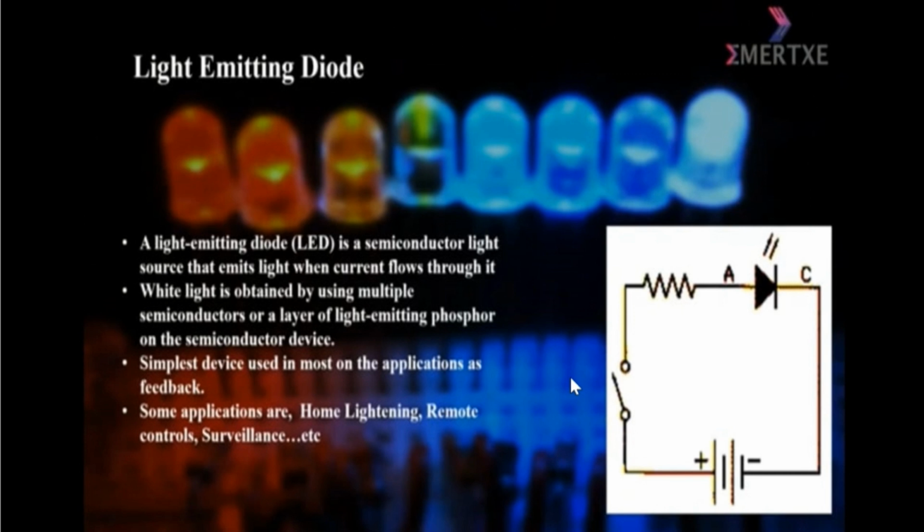Let me explain the light emitting diode. A light emitting diode is a semiconductor light source that emits light when current flows through it. It is the simplest device used in most applications as feedback. White light is obtained by using multiple semiconductors or a layer of light emitting phosphor on the semiconductor device. Some applications are home lighting, remote controls, surveillance, etc.